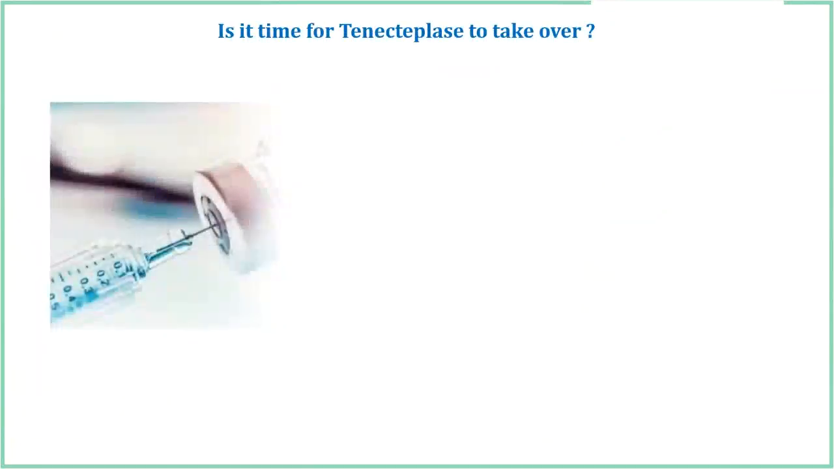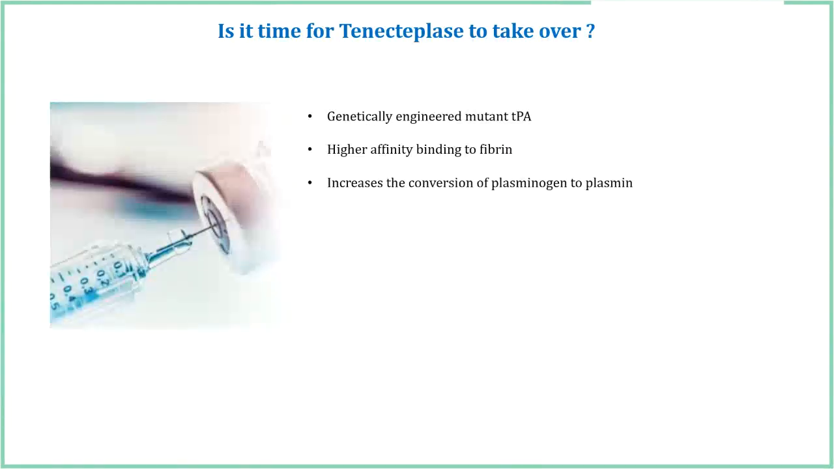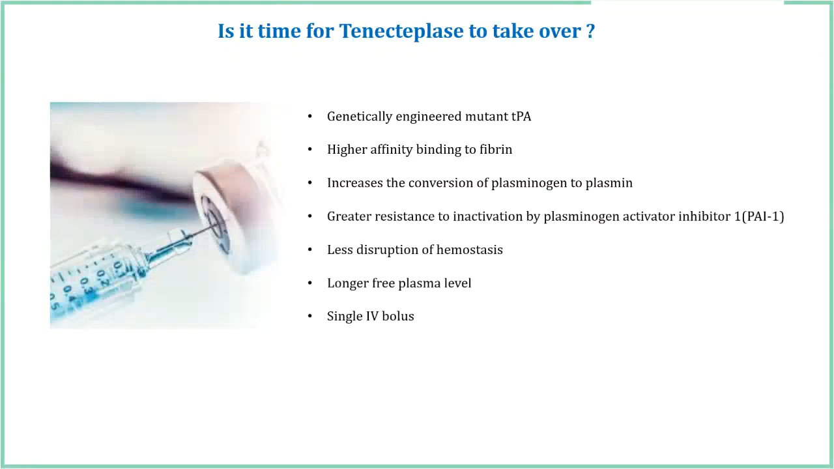We'll be talking about Tenecteplase. Tenecteplase is genetically engineered from mutant tPA. It has a higher affinity to bind to fibrin. It increases the conversion of plasminogen to plasmin. It has a greater resistance to inactivation by plasminogen activator inhibitor 1, leading to a less disruptive mechanism in hemostasis that has been theorized to cause less symptomatic intracranial hemorrhage. It has a longer plasma half-life and it can be given as a single IV bolus.